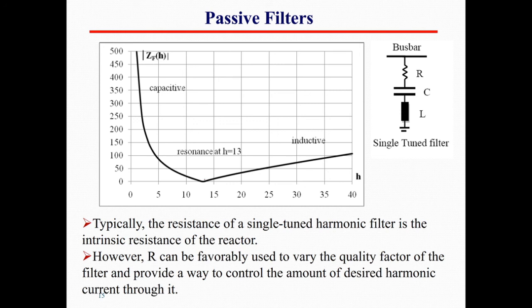So the total impedance at resonance will be R, even if R is not explicitly added. Of course, since the inductors are made from wire, they will also have some resistance. Typically the resistance of a single tuned harmonic filter is the intrinsic resistance of the reactor. However, R can be favorably used to vary the quality factor of the filter and provide a way to control the amount of desired harmonic current.